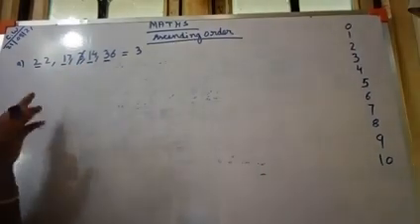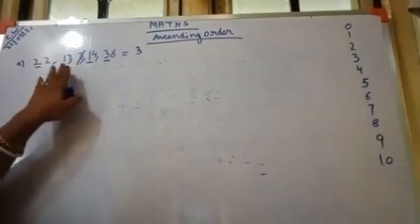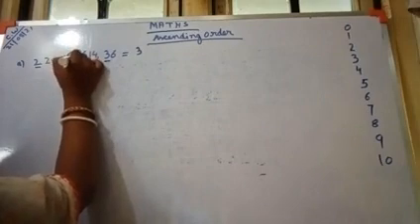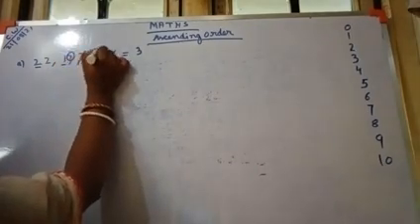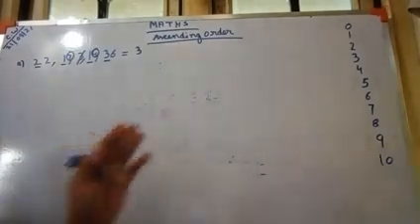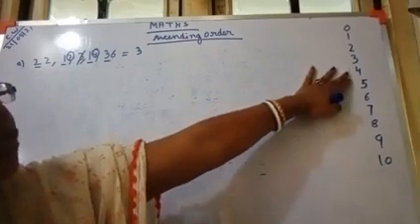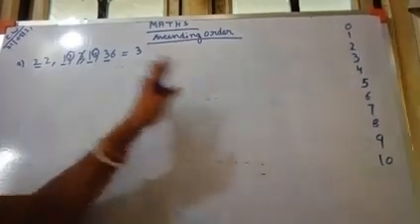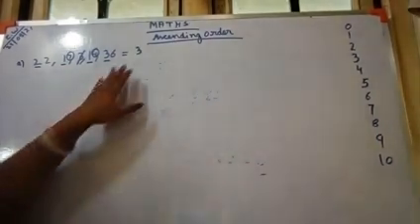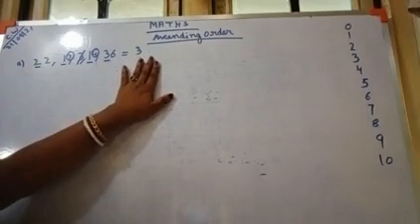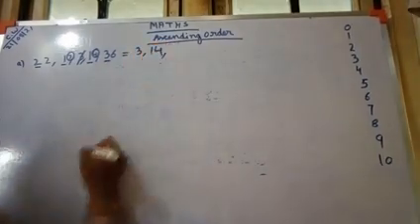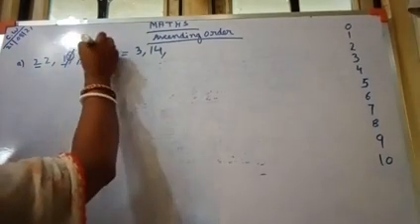We can't say 17 is smaller or 14 is smaller, because the tens place number is the same. So we will go to the ones place number. Here it is 7 and here it is 4. When we are counting forwardly, 4 will come first. See, 0, 1, 2, 3, 4. So 4 is smaller than 7. So we will write the next number: 1, 4, 14. The next will be 1, 7, 17.